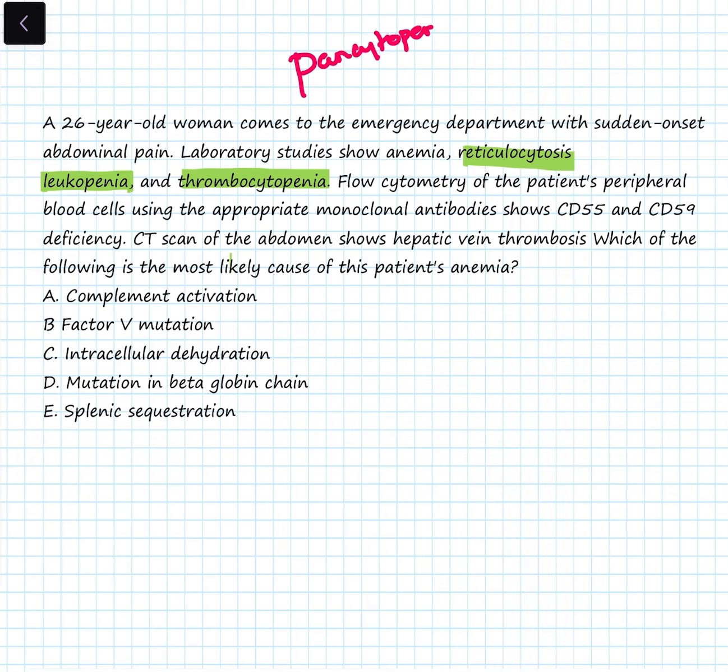So the patient is having pancytopenia, and flow cytometry studies have been done with the patient's peripheral blood cells. It showed that the patient has deficiency of CD55 and CD59 proteins. Also the CT of the patient's abdomen shows hepatic vein thrombosis, right? So what is the most likely cause of this patient's anemia?